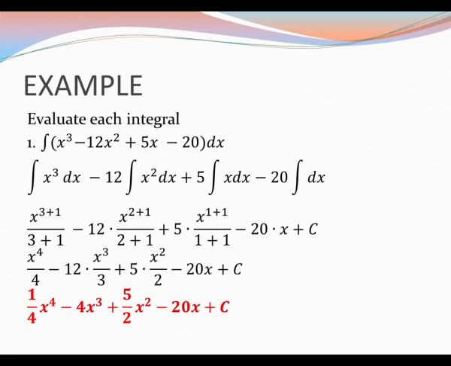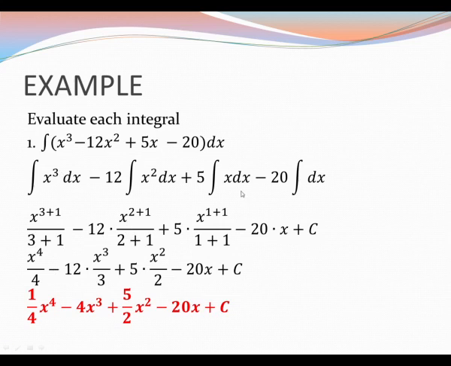For number 1, the integral of x cubed minus 12x squared plus 5x minus 20 times the derivative of x. This is only an example of power integral. As a start, this can also be expressed as the integral of x cubed dx, minus 12 x squared dx, plus 5 x dx, minus 20 integral of dx. So this is by means of power integral. Just add 1 to the exponent, so it becomes x to the 4th over 4 because 3 plus 1 is 4.